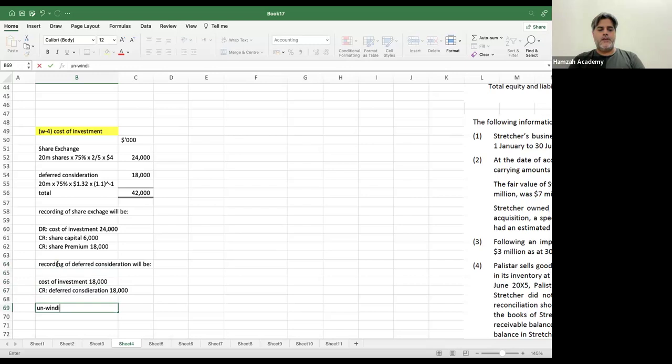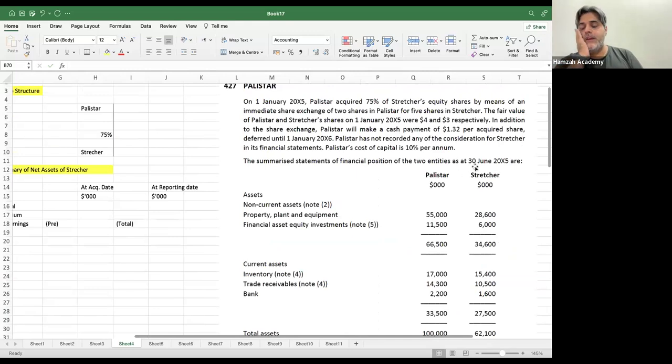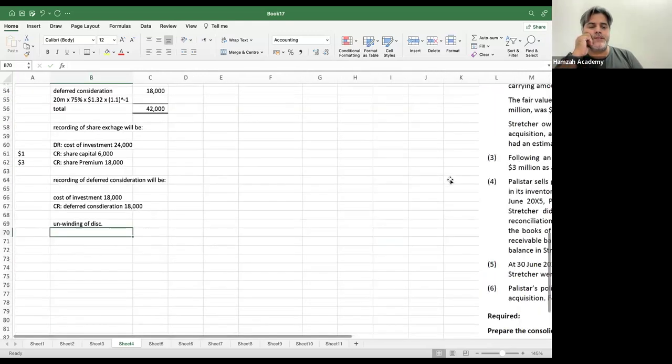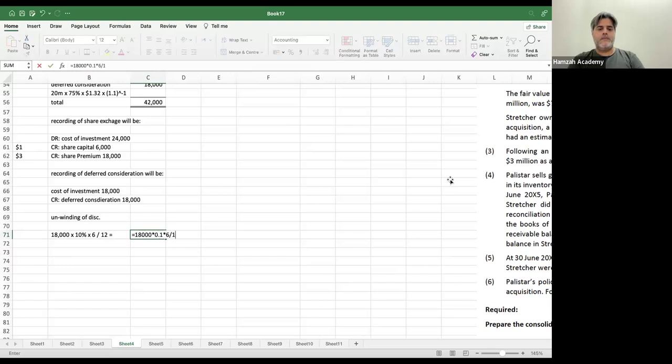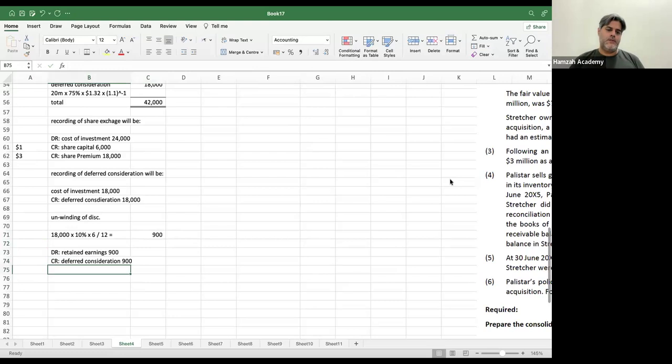Then I will have the unwinding of discount. I got the company on 1st January. The year end is 30th June. So 6 months gone. So I'm going to take up the 6 months unwinding of discount over here: 18,000 into 10% into 6 by 12, 900 over here. So that's going to be debit retained earnings 900, credit deferred consideration with 900 over here.